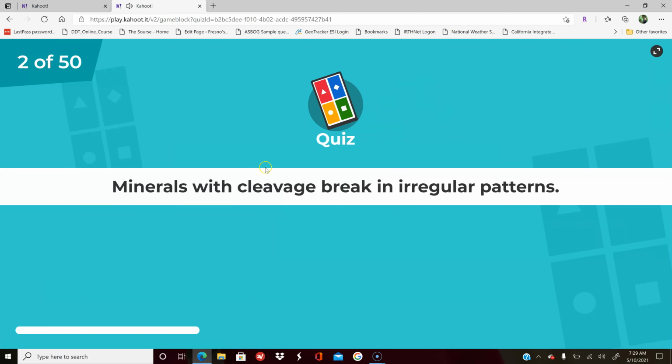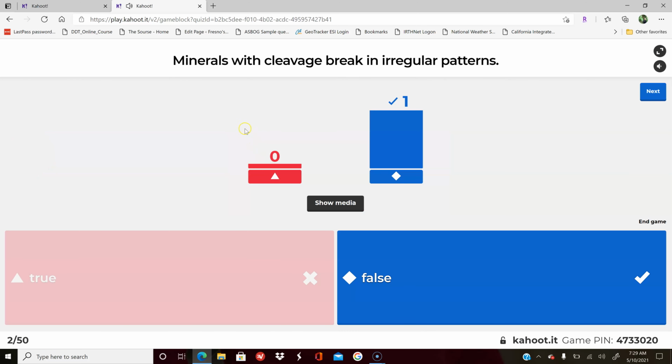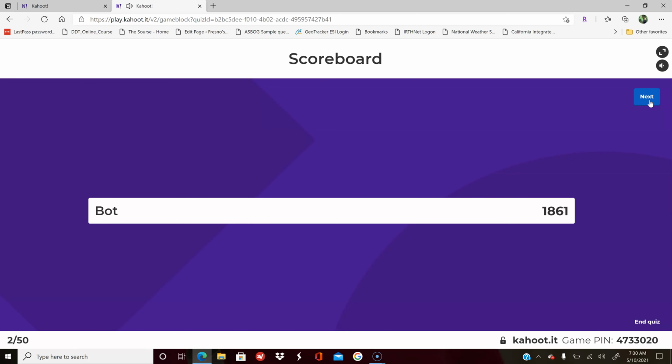All right, question 2. Minerals with cleavage break in irregular patterns. Okay, true or false? So that would be false. Minerals with cleavage break along planes of weakness. Okay, so minerals with cleavage break along planes of weakness. Minerals that break in irregular patterns are known as fracture. Okay, so fracture is irregular. Cleavage is breaking along planes of weakness.